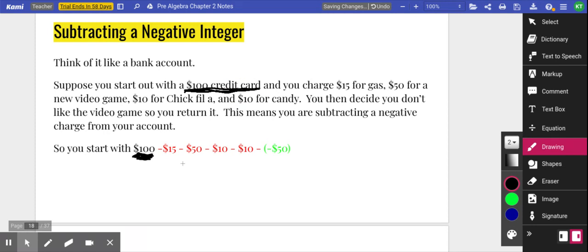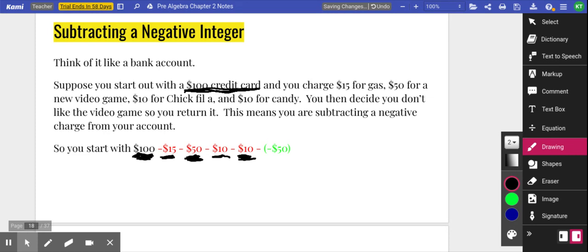Let's say you charge $15 for gas. That shows up as a minus $15 from your account. Let's say you spend $50 on a new video game. That's a subtraction of $50 from your account. Now, you spend $10 at Chick-fil-A for their delicious chicken sandwiches with a side of Chick-fil-A sauce, and then you spend $10 on candy. Those are all negative, coming out of the $100.